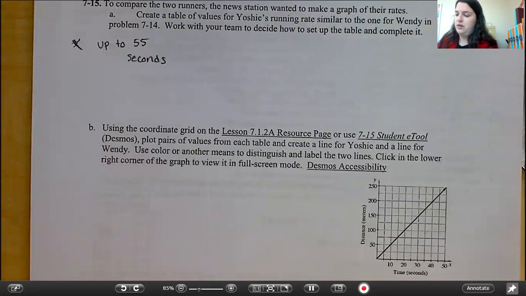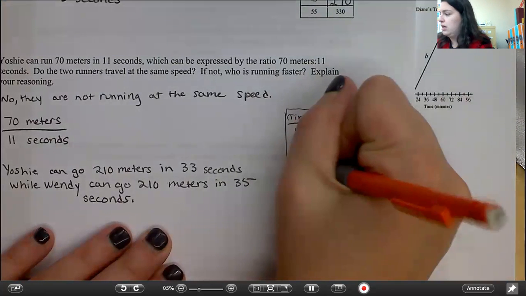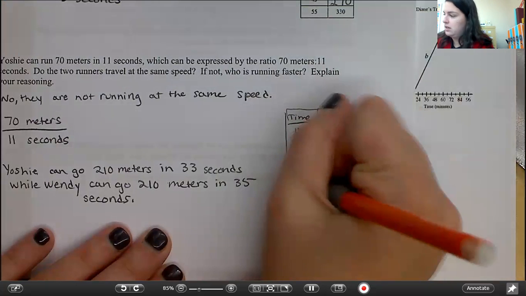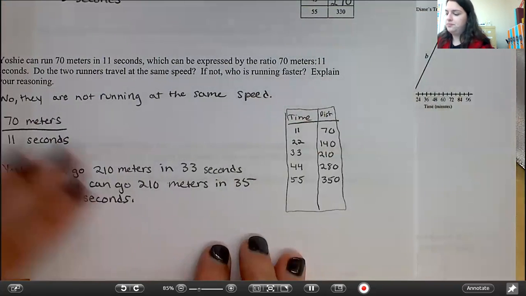Okay, if you're back with me, you finished the table, so I'm just going to go back over here and add it. So in 44 seconds, we would have gone 280 meters, and in 55 seconds, we would have gone 350 meters.